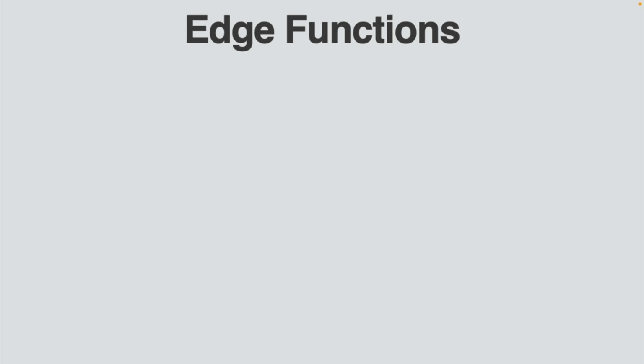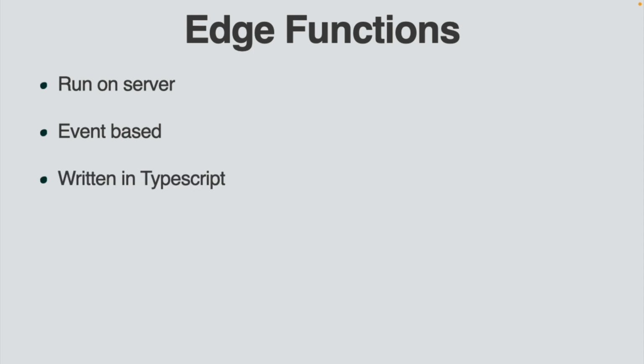Edge functions are functions that can be run on the server whenever an event occurs. These functions are fast and are written using the TypeScript-based Deno. Now that you know what Supabase is, let's learn how it differs from Firebase in the next episode.